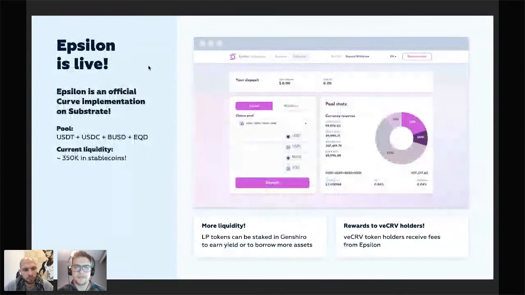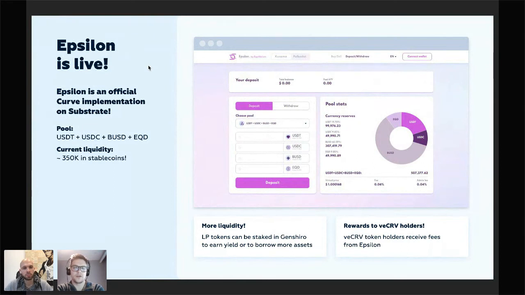Yes, thank you, Alex. Exciting stuff about xDOT. And now let's talk about other exciting stuff we already launched for our users to enjoy. The first of these products is, of course, the Epsilon protocol. This is an official Curve implementation on Substrate. We collaborated with the Curve team, and they helped us to basically migrate their protocol to Substrate.